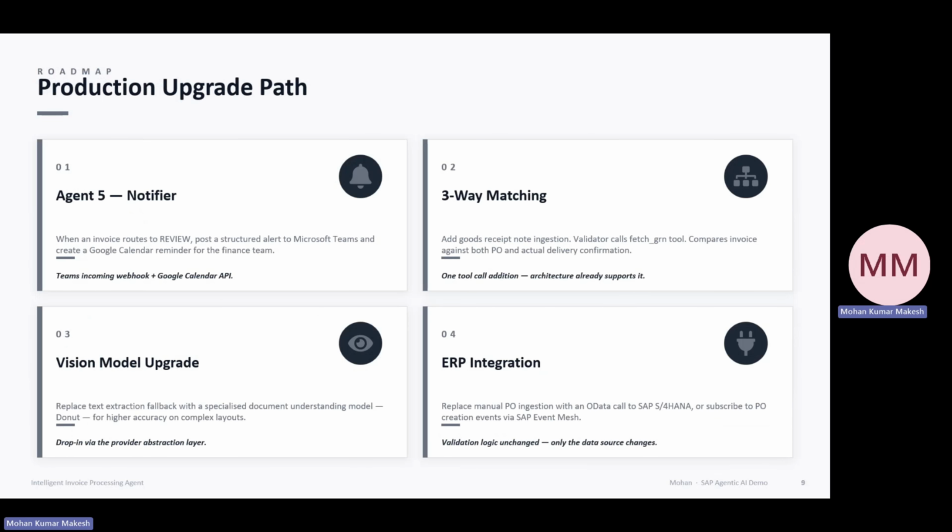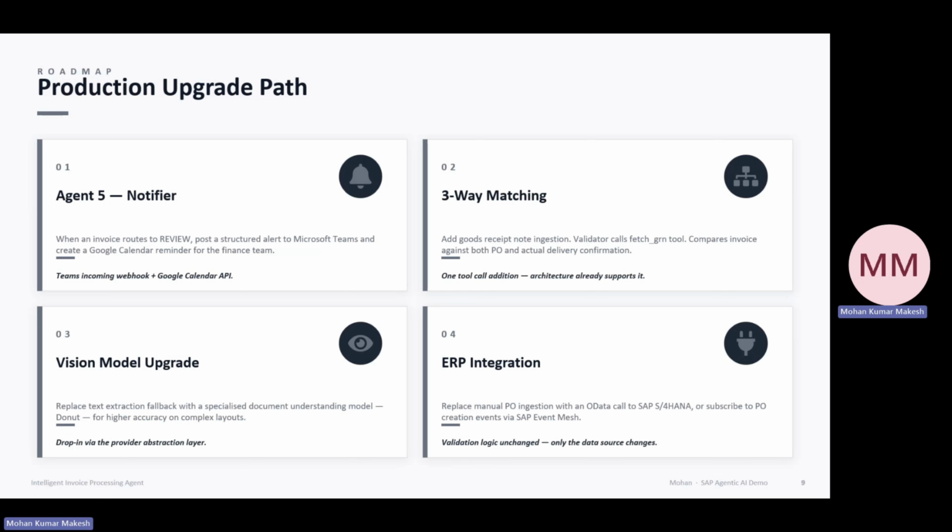Future roadmap, I would say. Briefly, here is what I would build next. An Agent 5, a notifier. When an invoice is routed to review, the system posts a structured alert to the Microsoft Teams channel through an incoming webhook, or creates a Google Calendar reminder for a review. The finance team receives the work in the tools they already use.